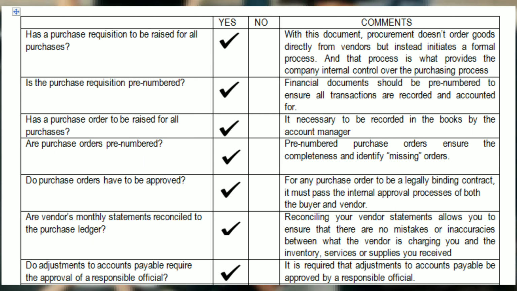I will read to you the following questions. Has a purchase requisition been raised for all purchases? Yes. Is the purchase requisition pre-numbered? Yes. Has a purchase order been raised for all purchases? The answer is yes. Are purchase orders pre-numbered? Yes. Do purchase orders have to be approved? Literally, yes. Are vendors' monthly statements reconciled to the purchase ledger? Yes. Do adjustments to accounts payable require the approval of a responsible official? Yes.